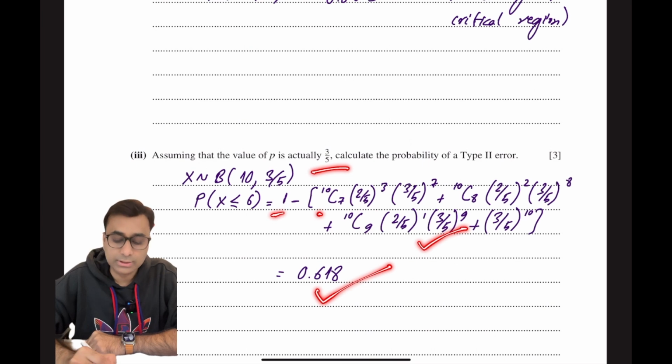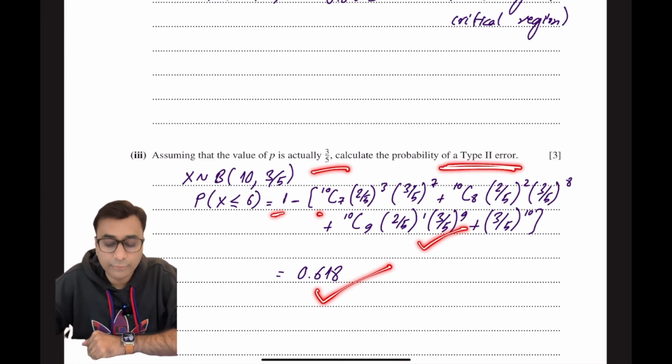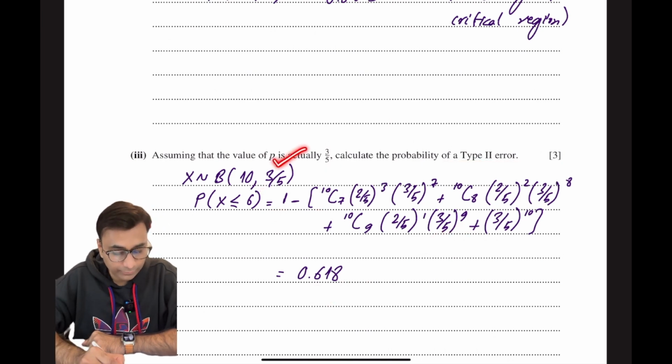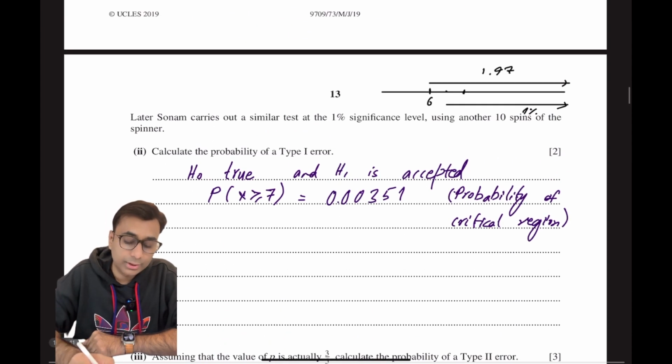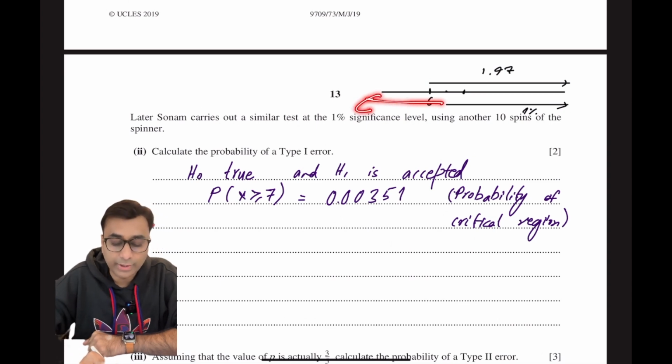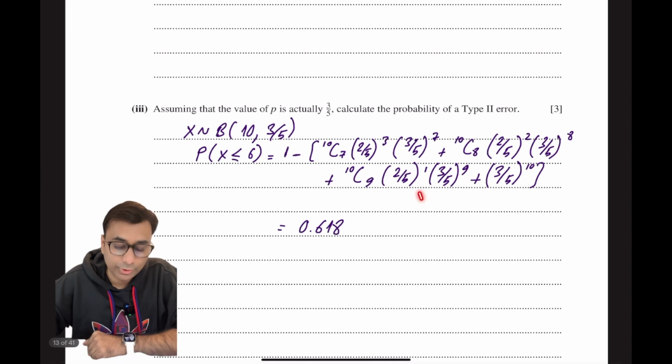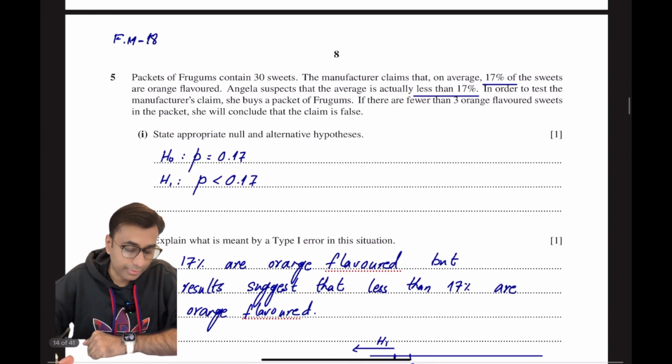Remember, this is the probability of an error. This is the probability of type 2 error. If the actual probability was 3 by 5 and not the one stated in the null hypothesis, then for the non-critical region and the acceptance of H naught, the probability of that particular region is going to be your probability of type 2 error. Let's have a look at another example.